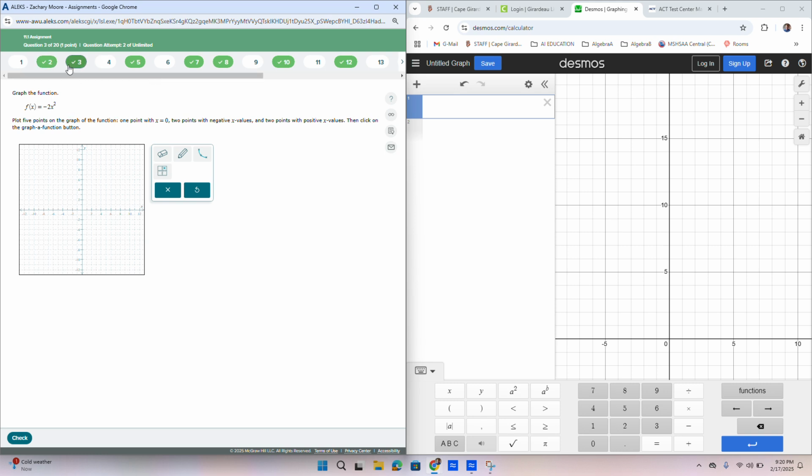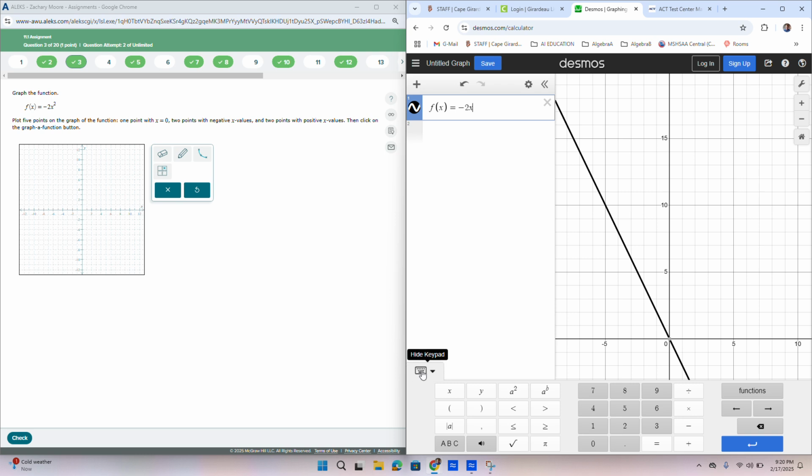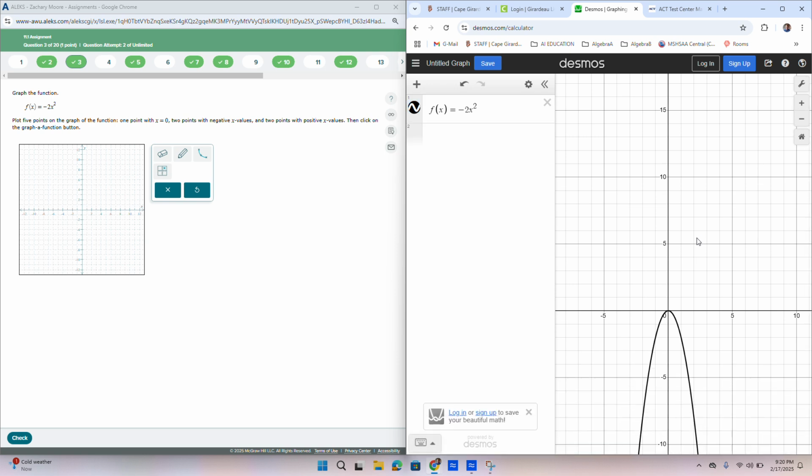But let's go ahead and look at this first one right here. This is like your numbers 1 through 4, 1 through 5, where you're going to look at this equation, or this function, okay? And you're going to go to Desmos, and you're just going to type it in. So we've got f of x is equal to negative 2x, and then the way you have to put squared is you're going to have to click on this keyboard, and then it's that a squared button. So we just copy this into Desmos.